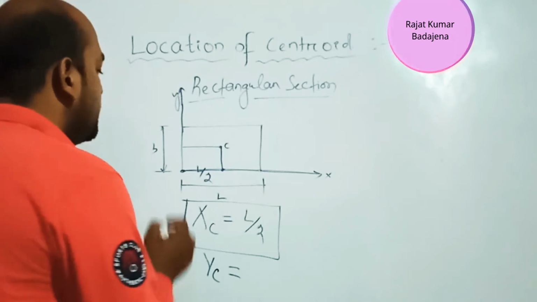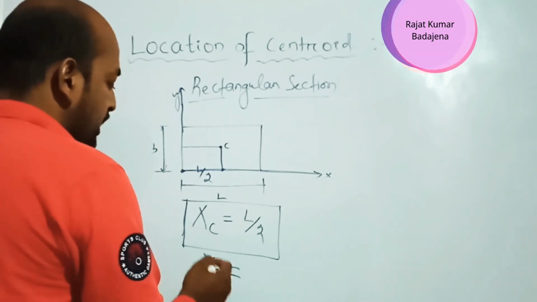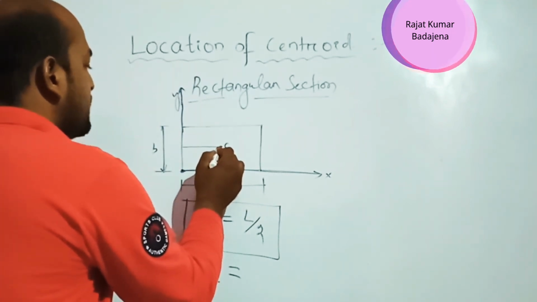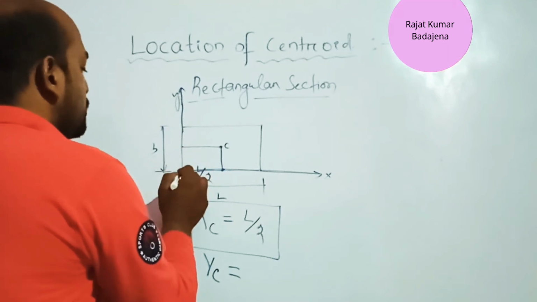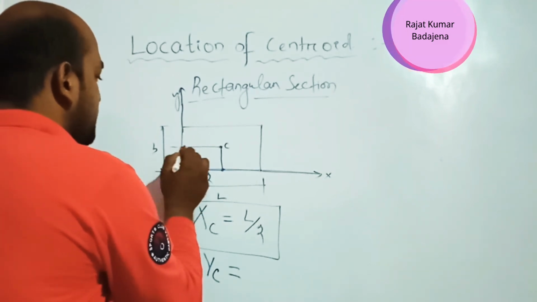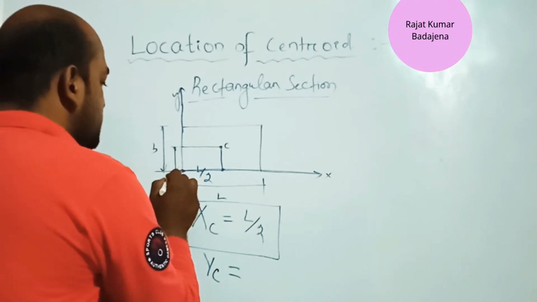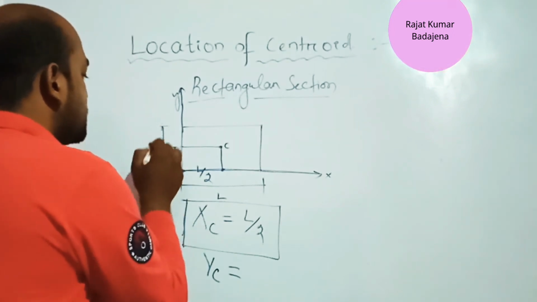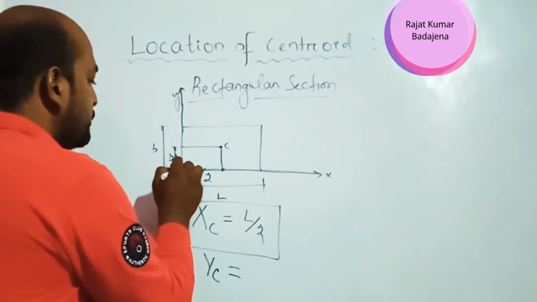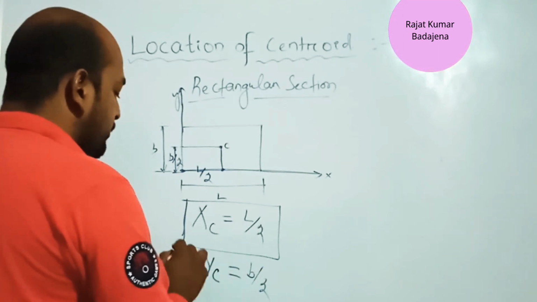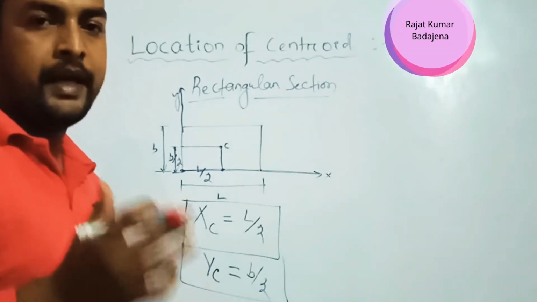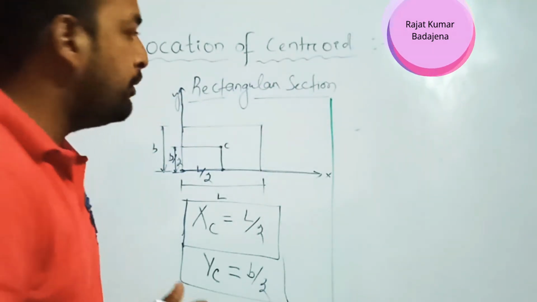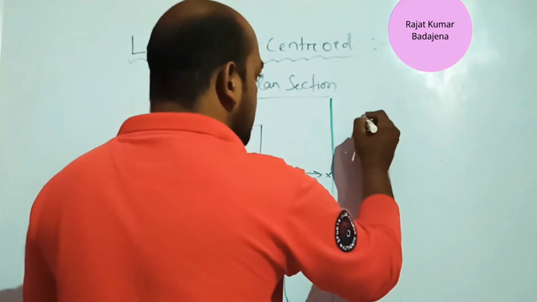Okay, so similarly, when we take the centroid about the y axis, we will go from this same point to the y axis. From this point we have drawn a perpendicular line, so the distance from this point to this point, that means this distance is what? This distance is YC, meaning centroid about the y axis. That means the whole distance is B. That means this is B/2. Okay, so here B/2 is the centroid about the y axis of this rectangle section.